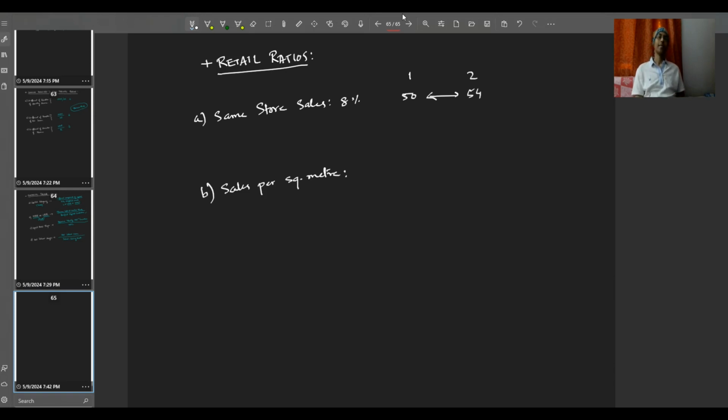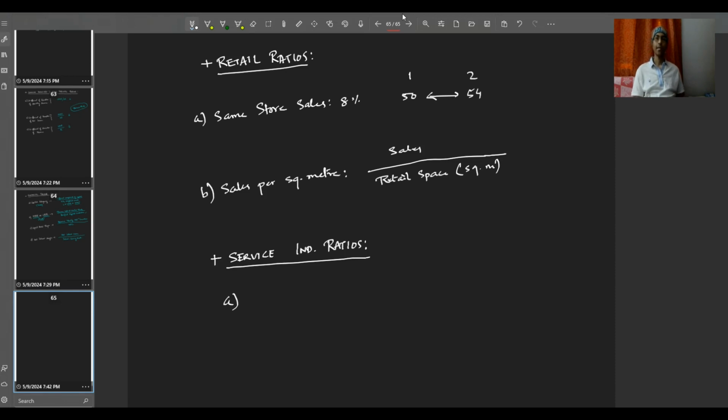Sales per square meter. This is the ratio between the total sales divided by the total retail space in terms of square meter. These are the two retail ratios. Then comes service industry ratios.